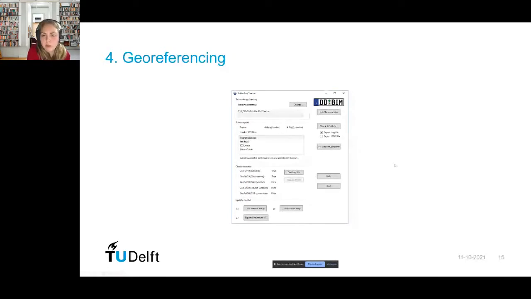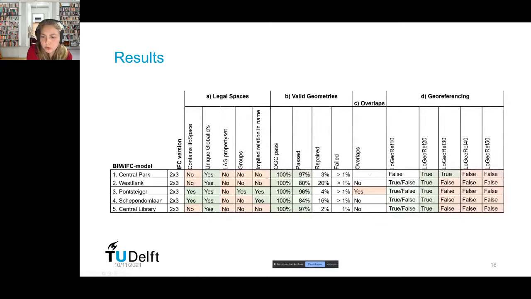For the results, I will focus on the legal spaces and the georeferencing because those are the ones with the most red spaces. We noticed for legal spaces that only 2 out of 5 models actually contained IFC space, which is viable to represent the rooms. But also those rooms did not contain any index number or link to the Dutch LES. That is explainable because there is no standard or mandate to include that, but it would be very valuable if there was such a mandate or standard. And also BIM IFC models should contain IFC space.